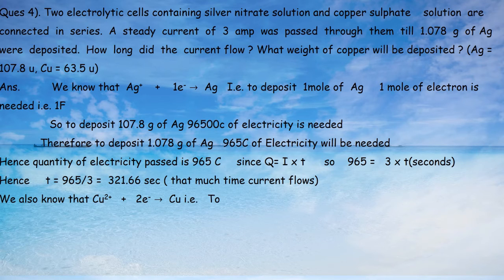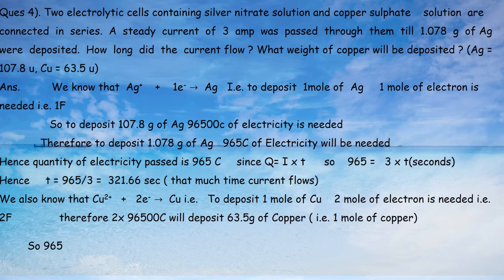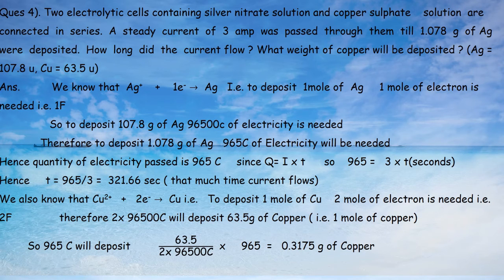And since in order to deposit 1 mole of copper, 2 Faraday of electricity is needed, that is 2 into 96500 coulombs will deposit 63.5 grams of copper. So 965 coulombs will deposit 63.5 divided by 2 into 96500 coulombs, into 965. This comes out to be 0.3175 grams of copper.